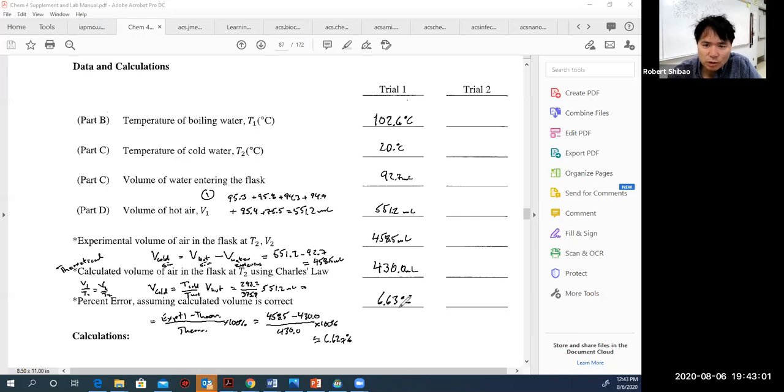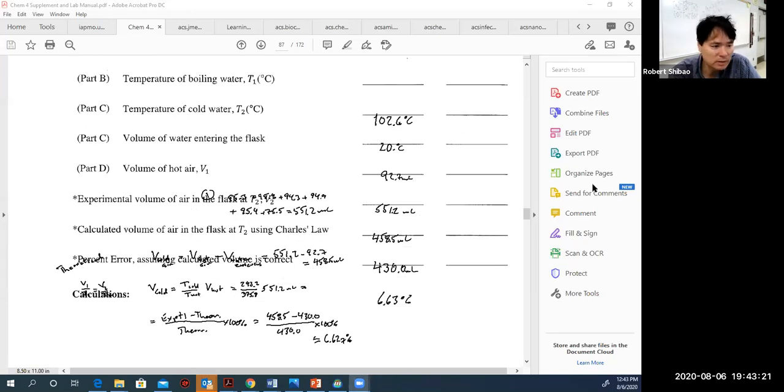All right, so I'm going to do trial one. You do trial two. You just have to show one representative calculation. For trial two, we measured it differently, so you could do that, or you could show the representative calculations for trial two as well. But at least show one set of representative calculations.